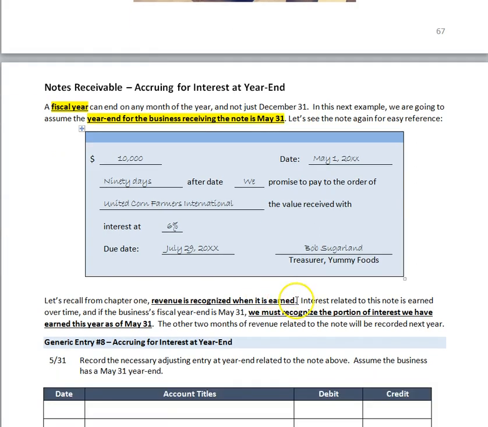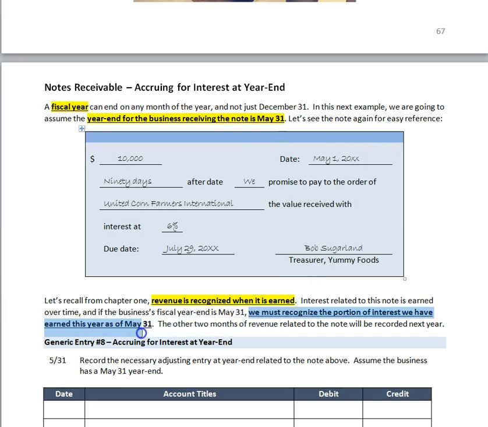Alright, all the way back from chapter 1, revenue is recognized when it's earned. So if we have a note and we hold this note, we're earning interest. We're earning interest each day. We earn this interest over time. So this date is May 1st. We need to do an adjusting entry from May 1st to May 31st to accrue for 30 days of interest, the interest we've earned from May 1st to May 31st.